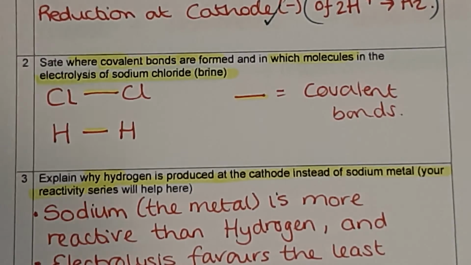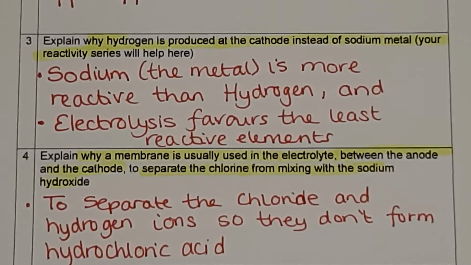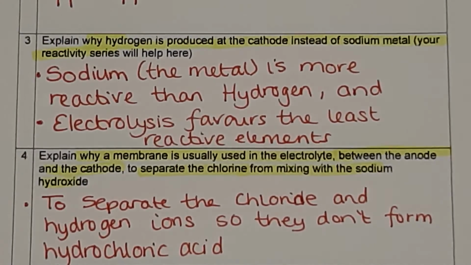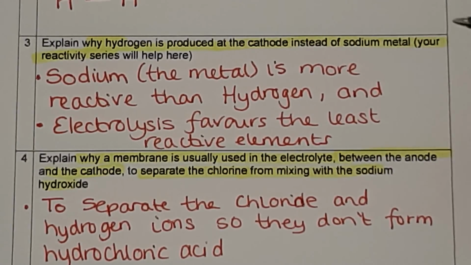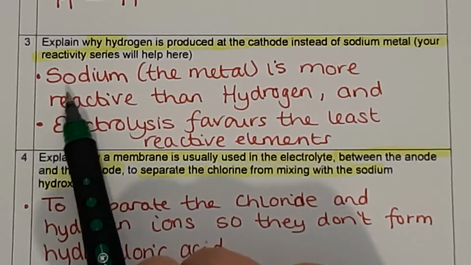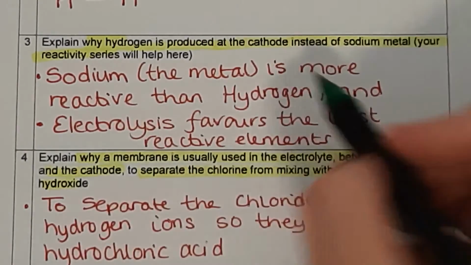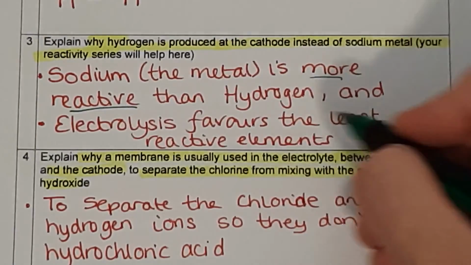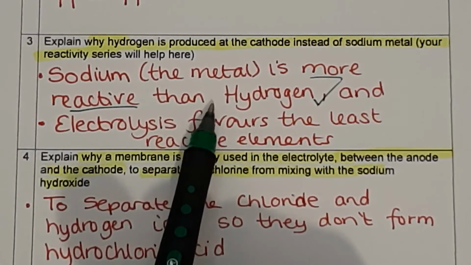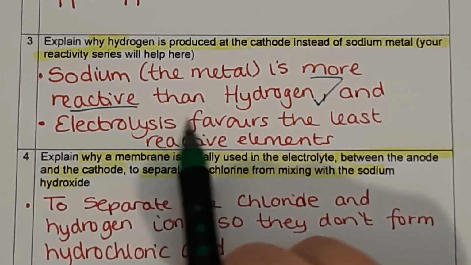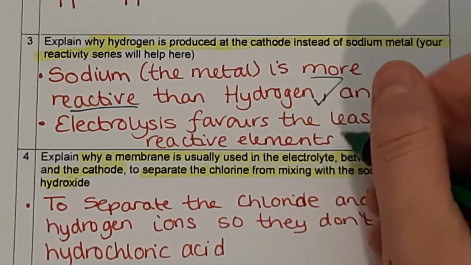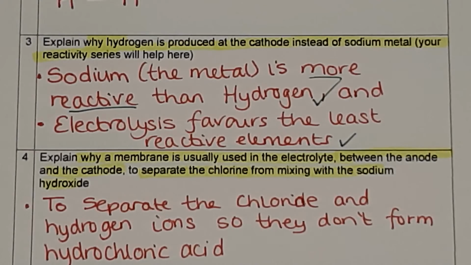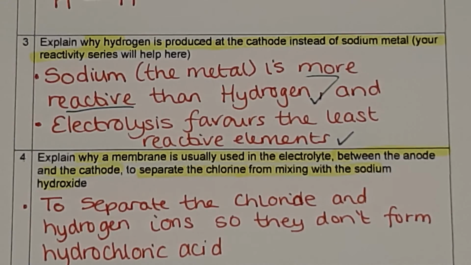Question 3. Explain why hydrogen is produced at the cathode instead of a sodium metal and use the reactivity series to help you. Well, sodium, the metal, is more reactive than hydrogen, so that's your first mark: sodium is more reactive than hydrogen. And then electrolysis favours the least reactive elements for a second mark. So electrolysis will produce the less reactive metal, or less reactive element, in fact.